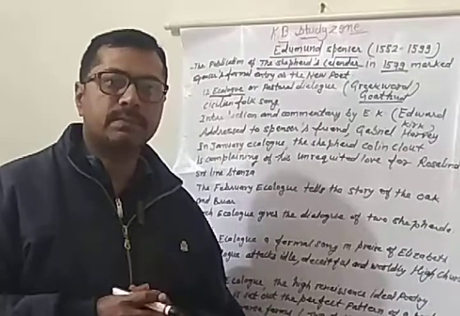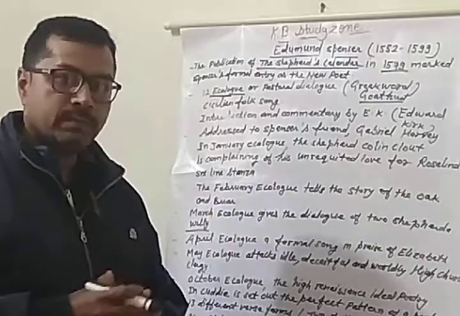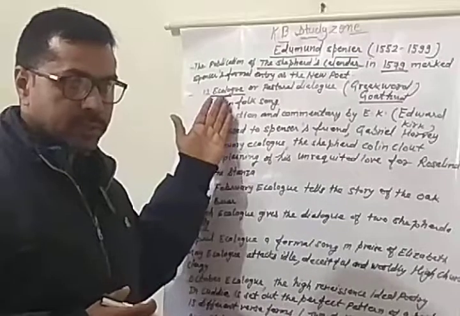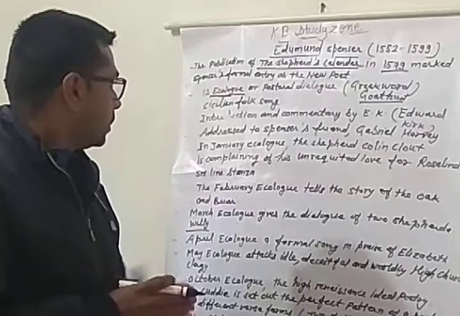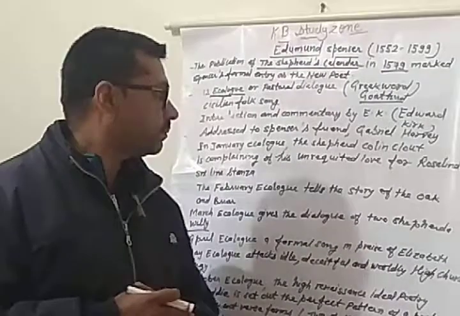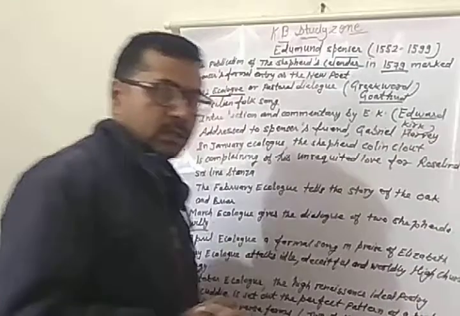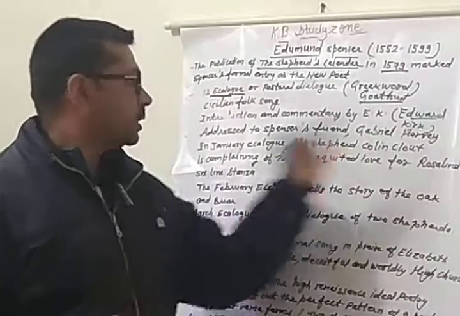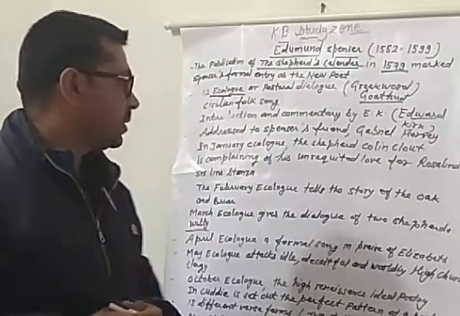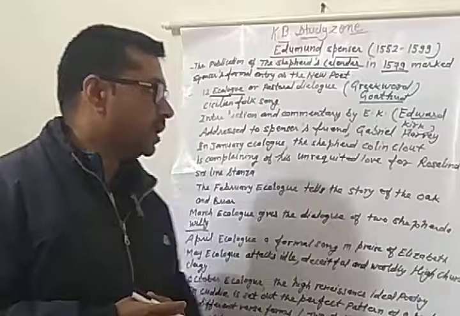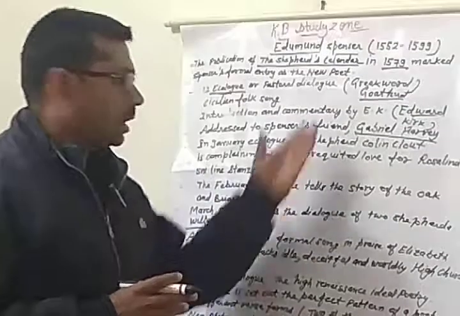Some shepherds talk with their fellow shepherds and they tell their story. The poem is divided into 12 eclogues named after each and every month of the year. First, there is an introduction and commentary by E.K. Probably E.K. was Edward Kirke, who was a friend of Edmund Spenser. Edward Kirke introduced and made commentary on this poem, and he addressed his commentary to Spenser's friend, as I have told you earlier, Gabriel Harvey, who was a scholar and a close friend of Edmund Spenser.